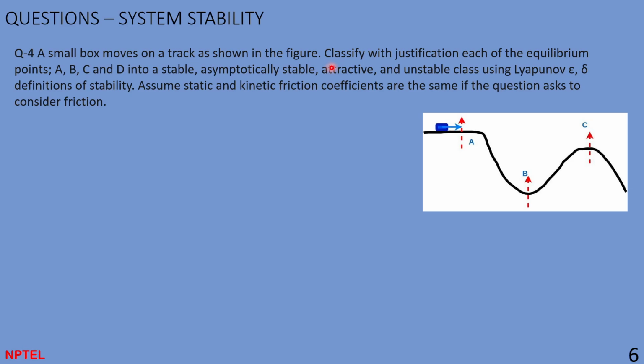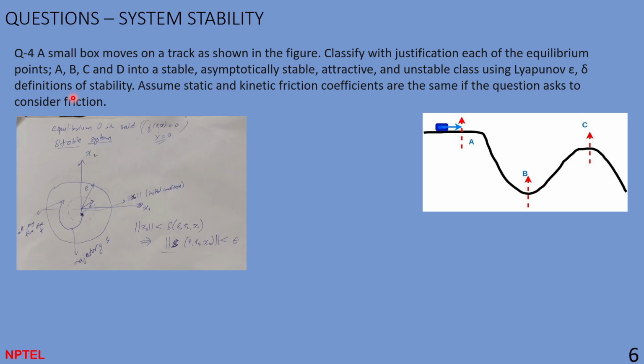For now, please note stable class using Lyapunov epsilon and delta naught. So if you remember that epsilon and delta naught definition, we are using this definition to see if it is stable or not. Assume static and kinetic friction coefficients are the same if the question asks to consider. So first of all, let's brush up what the definition is all about.